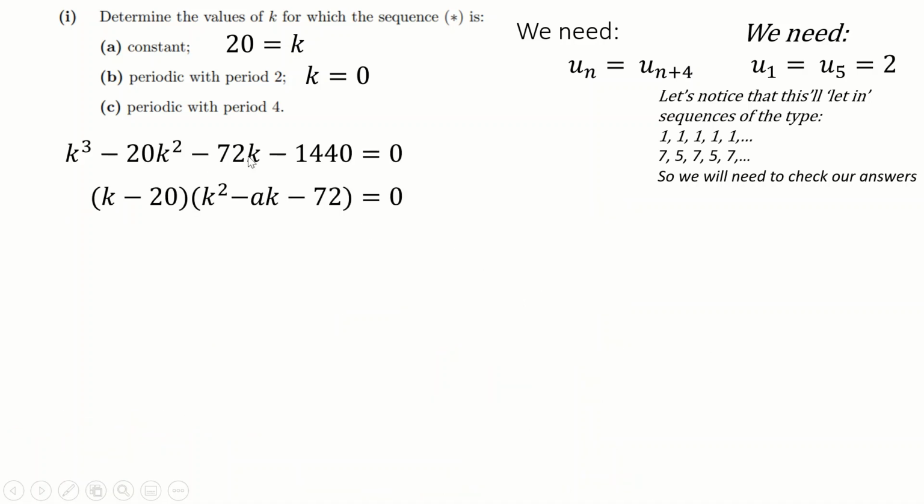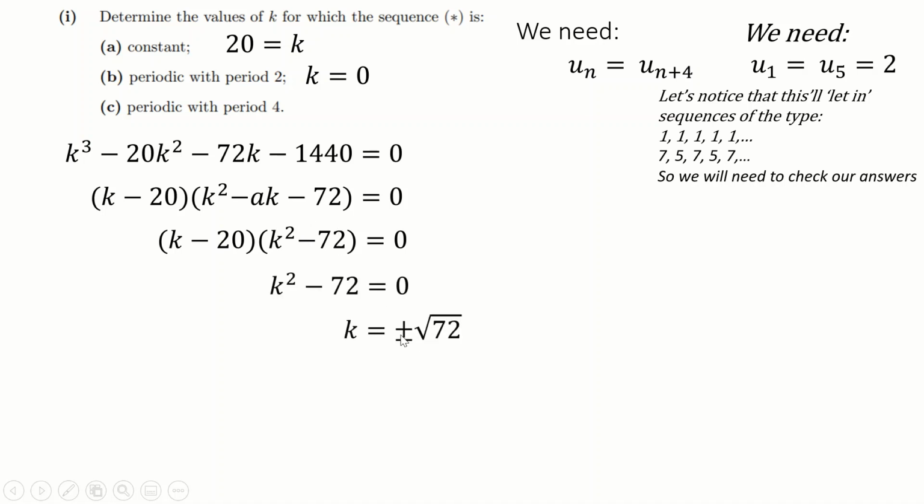So anyway, we were trying to solve this. We knew that k equals 20 was a solution, so k minus 20 is a factor, and I now know that a is 0. So I can just reduce this quadratic to this, which is amazing, because I can solve k squared minus 72 is 0. Just move the 72 over, square root, and then notice that 72 is 36 times 2, which is 6 root 2. And I get my two answers for period 4, a plus or minus 6 root 2. You could test those if you desperately wanted to, but I can't really be bothered.